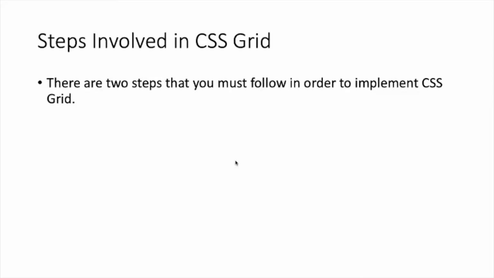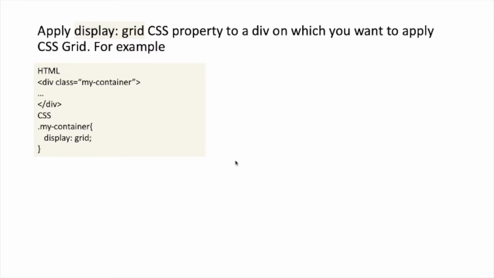Actually, there are two steps that you need to follow in order to implement CSS grid. The first step is you need to apply the display: grid CSS property to a div on which you want to apply CSS grid. For example, here you can see that there is a div element, and we want to apply the CSS grid layout to it. So we applied display: grid to that div element.